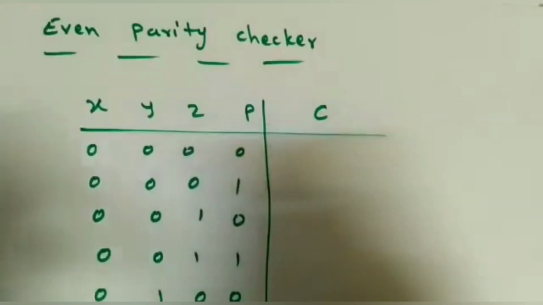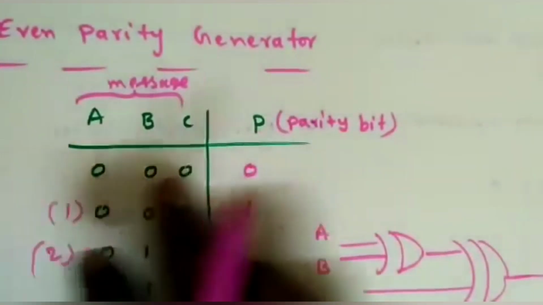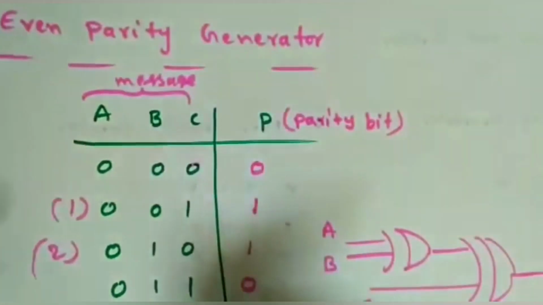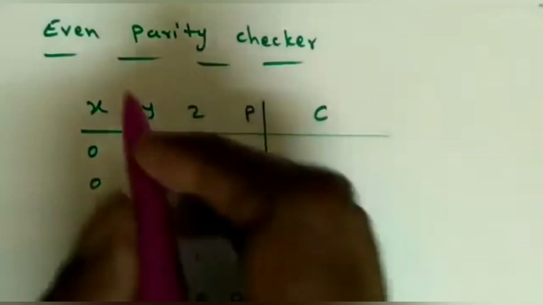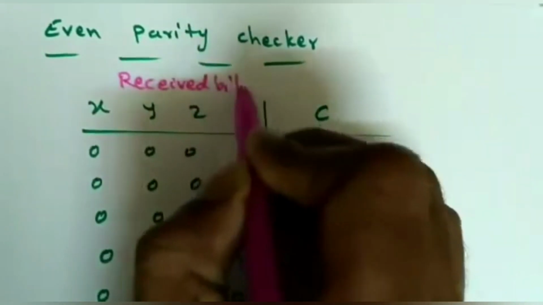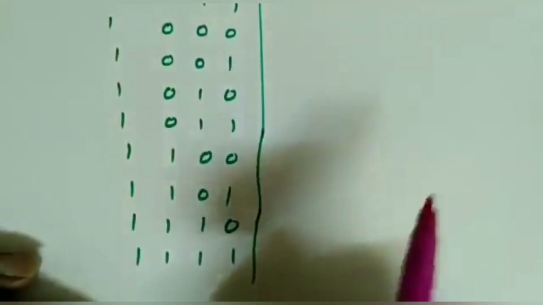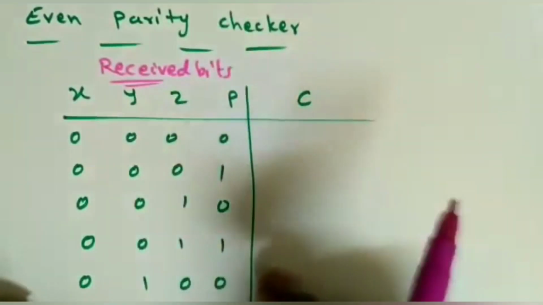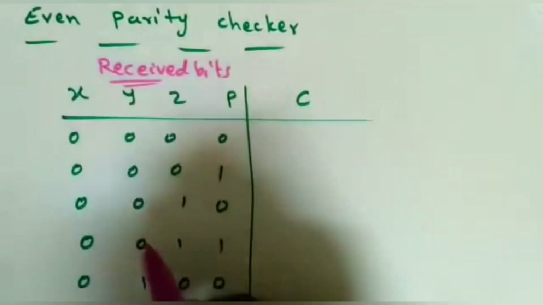We'll see the even parity checker. We generated this with even parity, and now we are sending this data to the receiving side. Once we receive it, these are the received bits. Whenever we get 4 received bits, how many combinations will we get? Total 16 combinations. Now we have generated even parity, so we have to use the even parity checker circuit, which will count the number of ones present in these received bits.